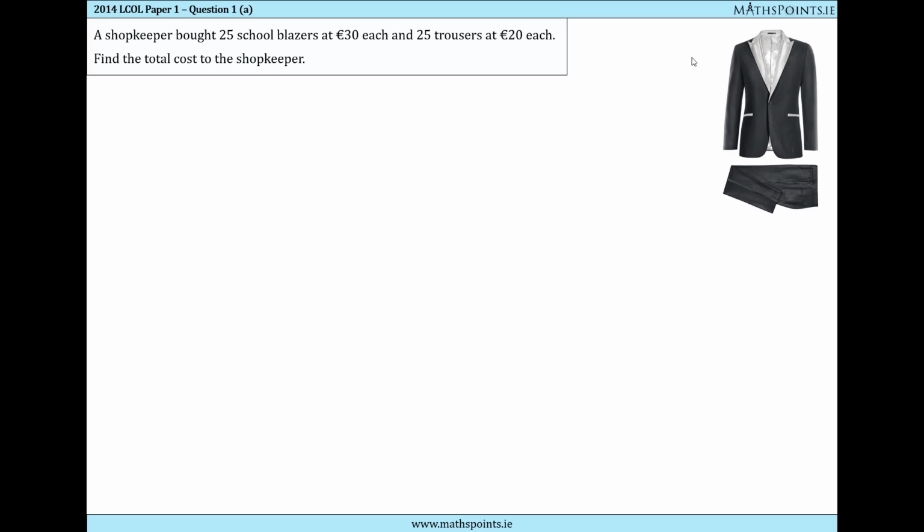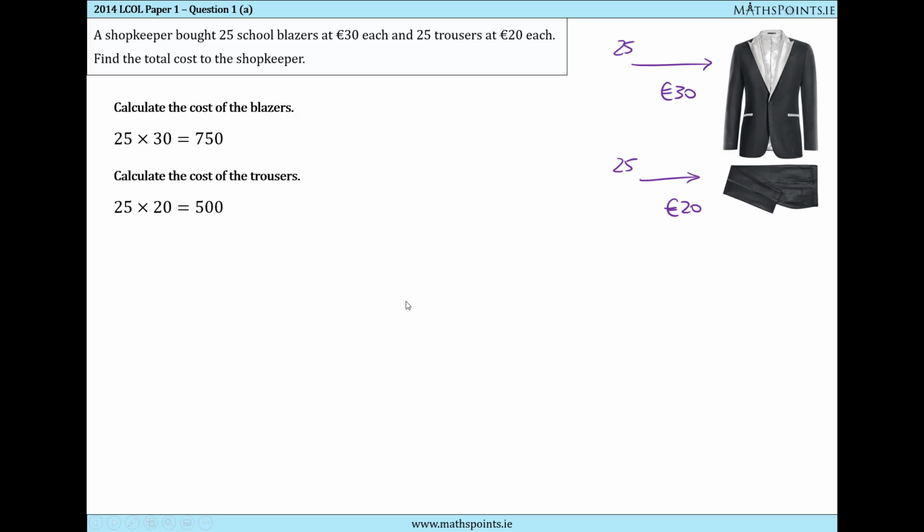A shopkeeper bought 25 school blazers at a cost of €30 each and 25 trousers at a cost of €20 each. And we want to find out what the total cost was to the shopkeeper. So this is quite simple arithmetic. We're just going to calculate the cost of the blazers by multiplying 25 by 30. So they cost €750. We're going to multiply 25 by €20 to find the cost of the trousers. And that gives us €500.